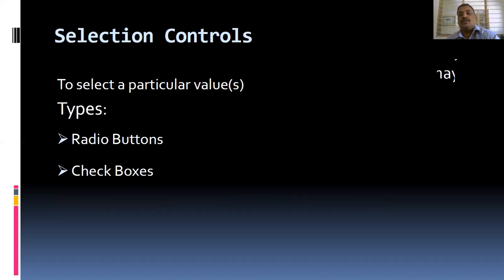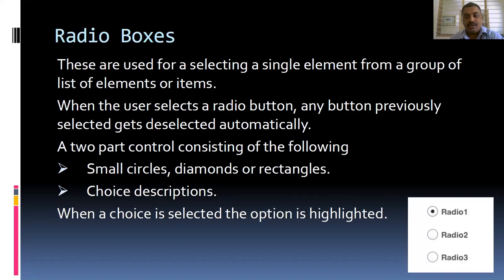Next, selection control. This is the third type of control, used to select a particular value. Here there are two types: one is the radio button, and the other is the checkbox. In daily life, while you are entering mobile details or purchasing through online shopping, radio buttons and checkboxes are the two common controls that exist to capture your inputs.